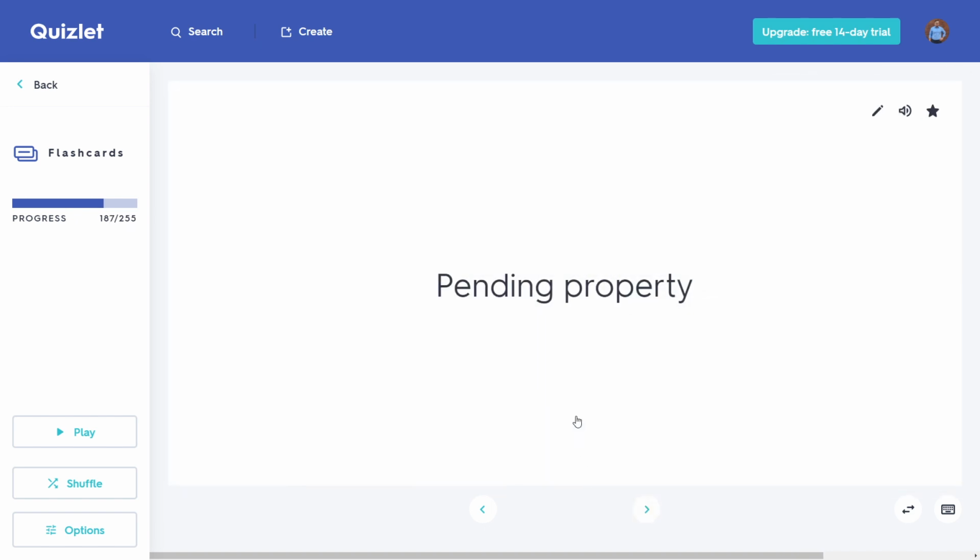Okay, pending property. So, what is pending property? I think we talked about this a little bit in the first 50, so we'll give you guys an opportunity to think about this one.